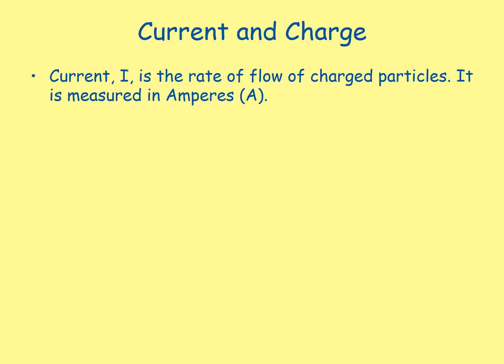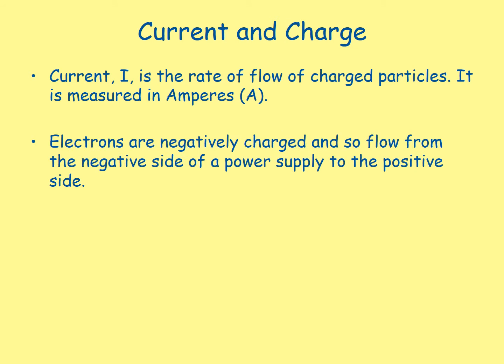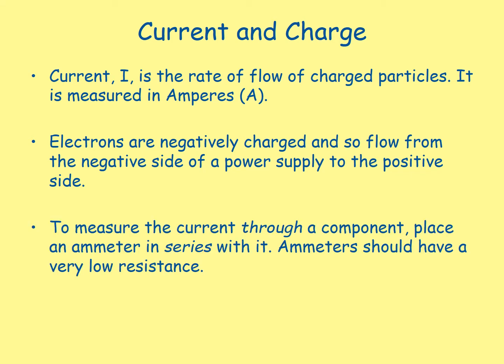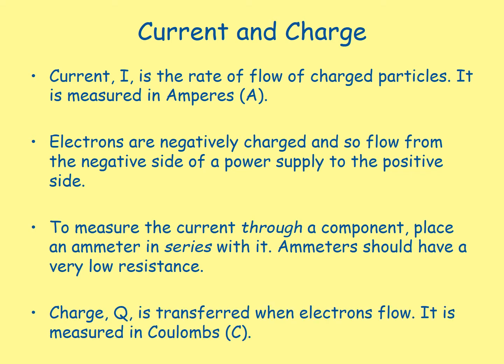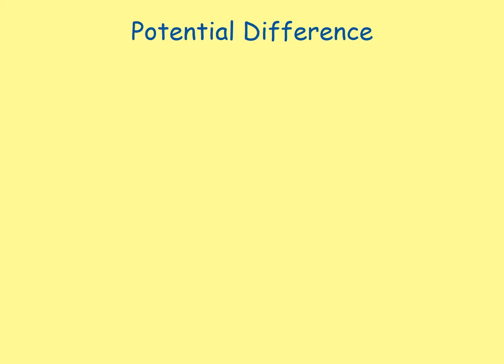Current and charge. Current, I, is the rate of flow of charged particles. It is measured in amperes, A. Electrons are negatively charged and so flow from the negative side of a power supply to the positive side. To measure the current through a component, place an ammeter in series with it. Ammeters should have a very low resistance. Charge, Q, is transferred when electrons flow. It is measured in coulombs, C.